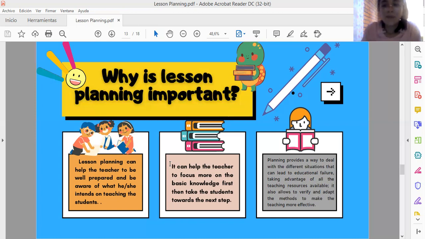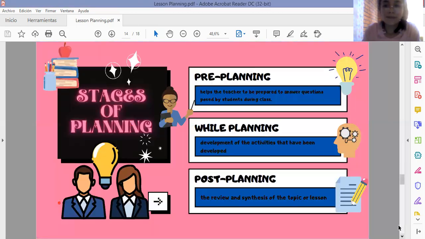Next. During the lesson planning process, it's important to take into account the following stages: pre-planning, while-planning, and post-planning, which will allow us to obtain effective results throughout the learning process.